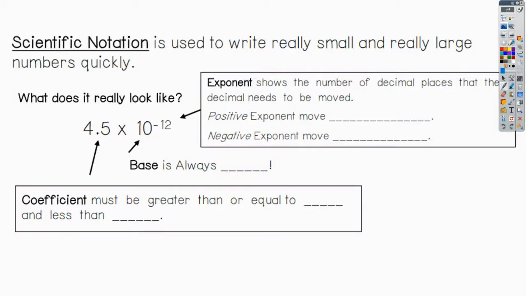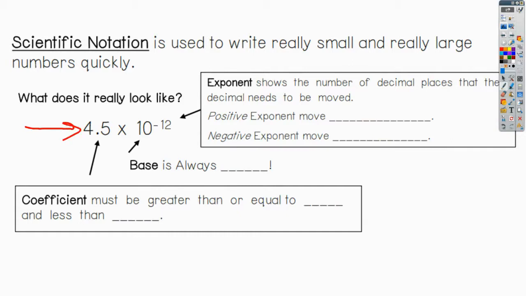Hello, everybody. In this video, we're going to learn about scientific notation. Scientific notation is used to write really small and really large numbers really quickly. So what does scientific notation look like? Here's an example of scientific notation right there.